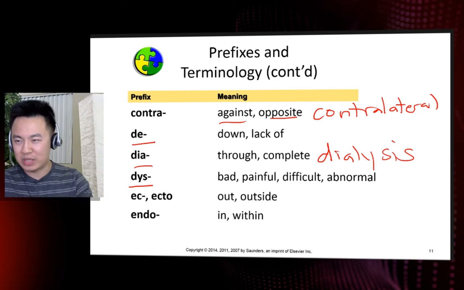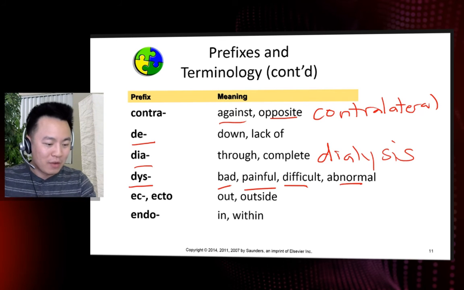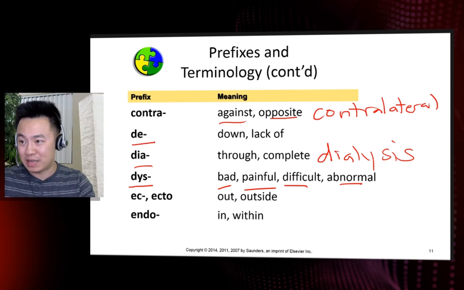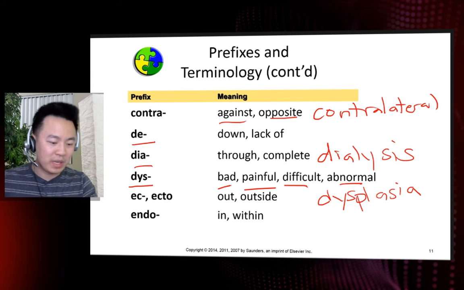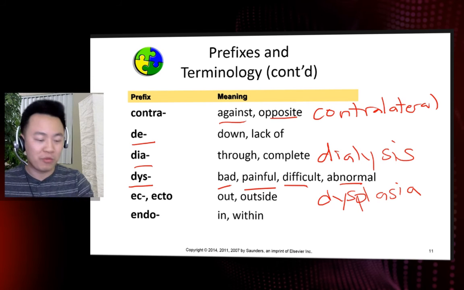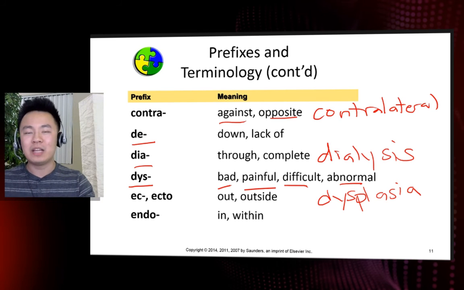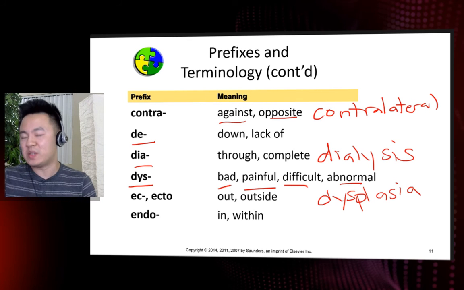Dys, right here. Dys means bad, painful, difficult, and abnormal. For example, dysplasia. Dysplasia means condition of abnormal formation of cells. And I like to think of the word dys as a slang that means to insult, or to say something bad to whatever. So I like to think of that.